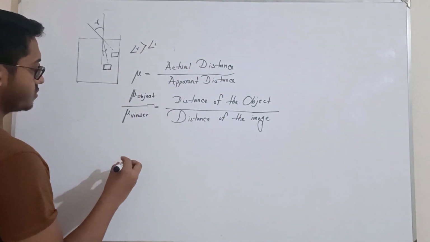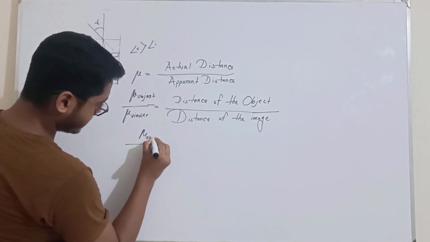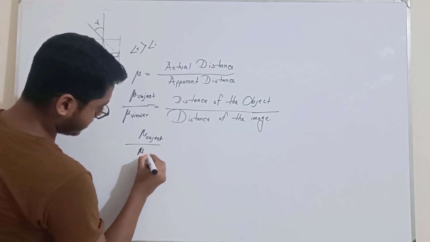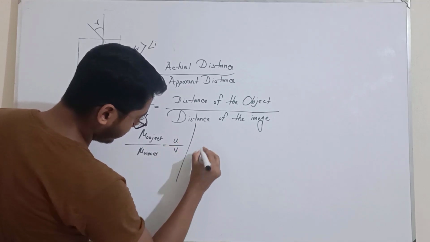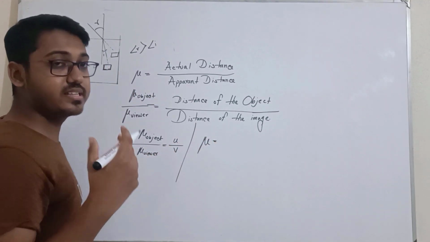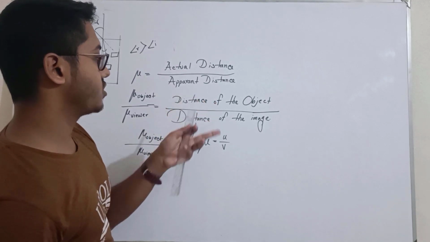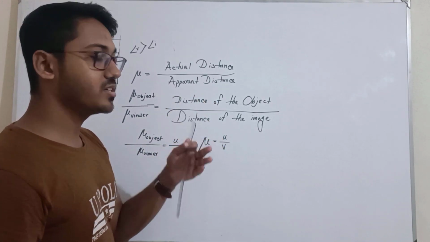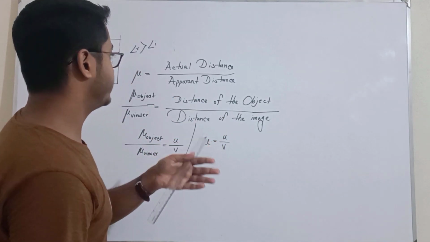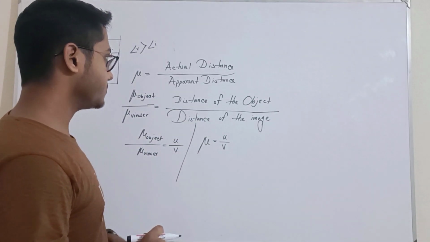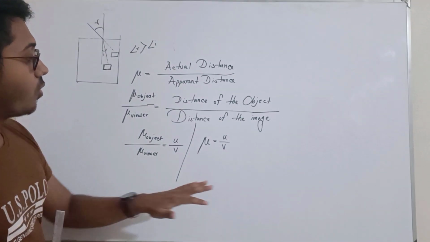So to sum up, the formula is nu object by nu viewer equals u by v, or nu, if the viewer is in air medium, equals u by v, where u signifies the distance of the object or the actual distance, and v signifies the distance of the image or the apparent distance of the object. Okay, I hope you understood this formula.